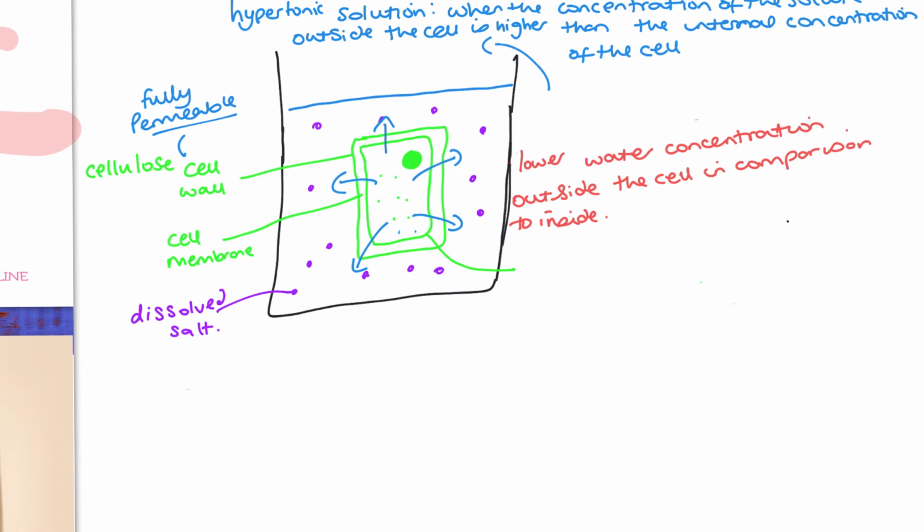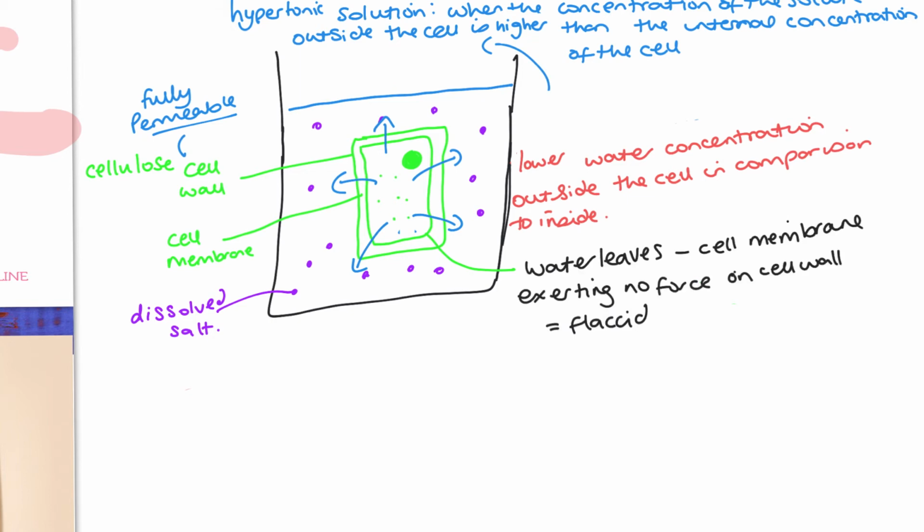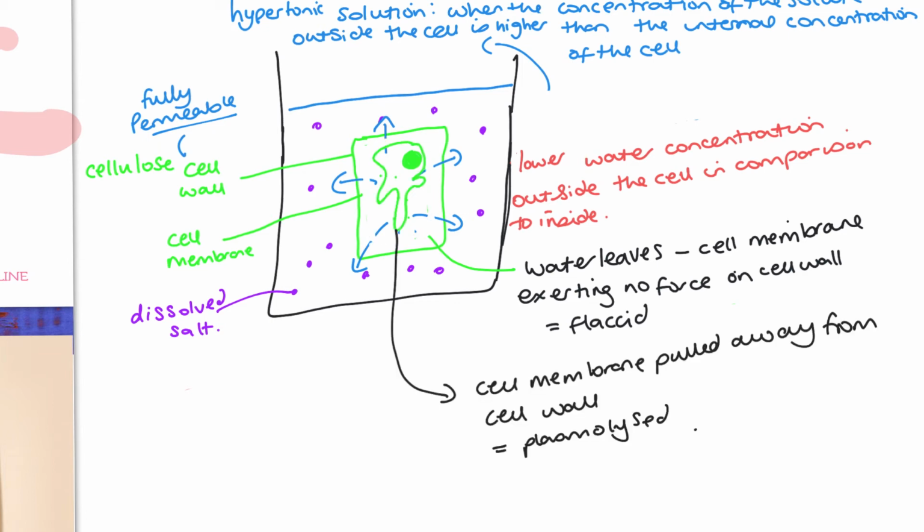As it pulls away, the cell wall will maintain the shape of the cell, but the cell membrane will no longer be exerting any pressure on the cell wall. And so the cell membrane starts to pull away. At the point where the cell membrane is no longer pushing on the cell wall, we say the cell is flaccid. At the point where the cell membrane is completely pulled away from the cell wall, we say that the cell is plasmolysed.